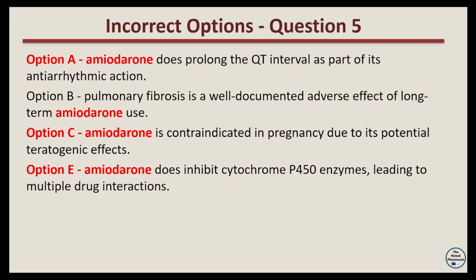Option A is incorrect because amiodarone does prolong the QT interval as part of its antiarrhythmic action. Option B is incorrect because pulmonary fibrosis is a well-documented adverse effect of long-term amiodarone use. Option C is incorrect because amiodarone is contraindicated in pregnancy due to its potential teratogenic effects. Option E is incorrect because amiodarone does inhibit cytochrome P450 enzymes, leading to multiple drug interactions.